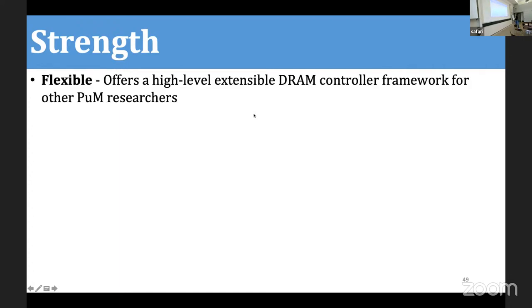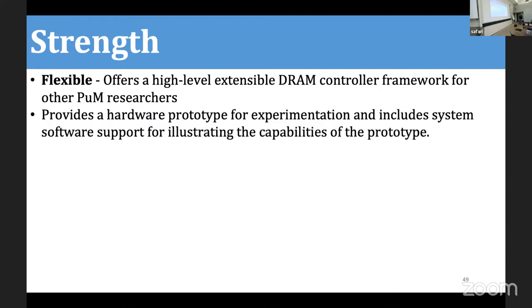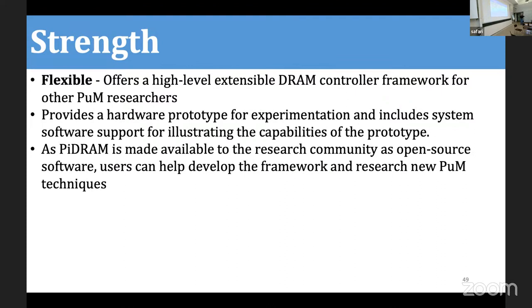Yeah, thank you. So the strength: PiDRAM is flexible because you can extend it to study other PuM techniques. It provides hardware and software components, and they illustrate the capabilities of this prototype. This is another strength. And then another one is that since PiDRAM is open source and available to the public, the researcher community can develop the framework or research topics or try to study them. And last, it is a well-written paper. So if you want to read it, it's really fluent. You can understand it really well.